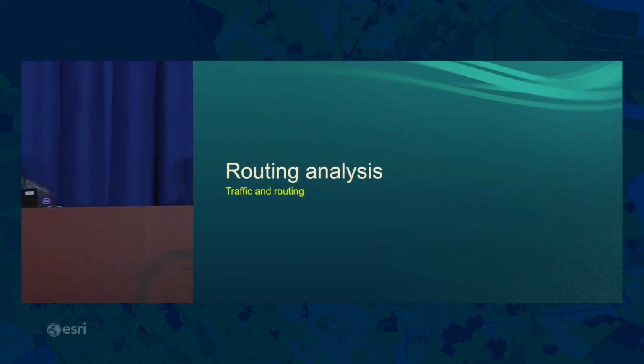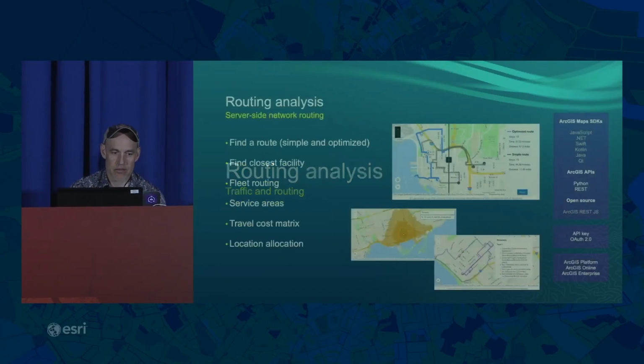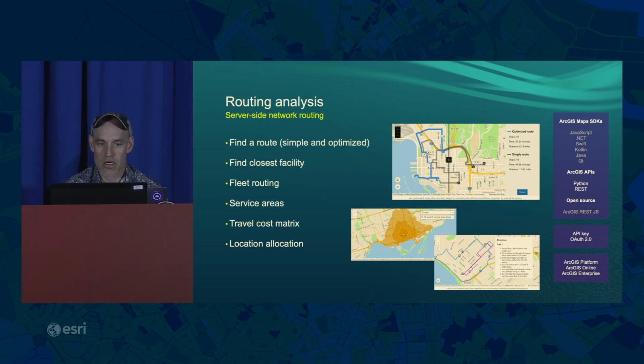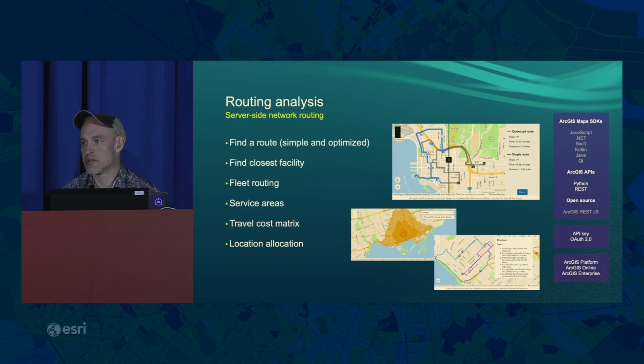So last part for today is routing analysis. A lot of people don't think of routing as a type of analysis, but it certainly is, because there's quite an algorithm that has to do a lot of calculations against a linear network and make sure there's connectivity to get from A to B. So there's many different types of routing analysis that are possible. So you can just do a standard find a route like driving directions, or you can get an optimized route, and there's actually a difference there. And then closest facility, fleet routing, if you have multiple vehicles and multiple deliveries. So we can calculate all of that.